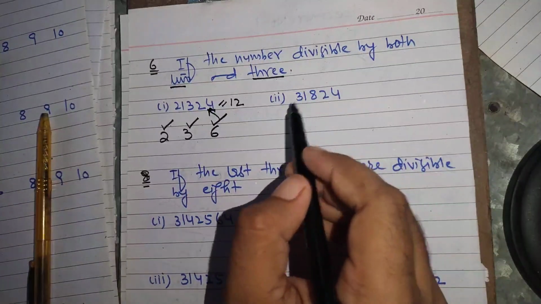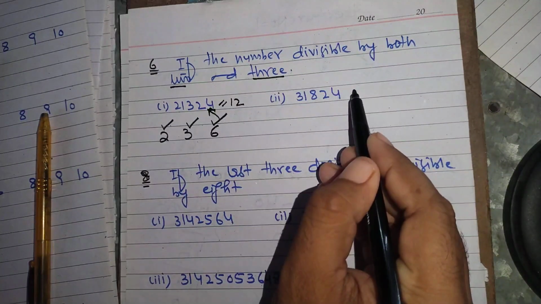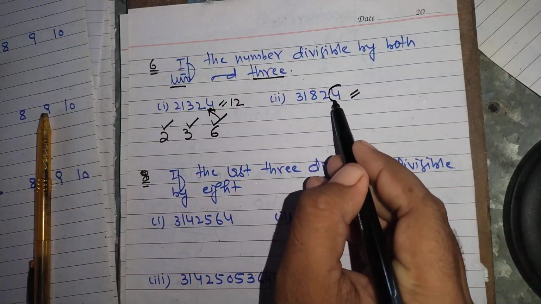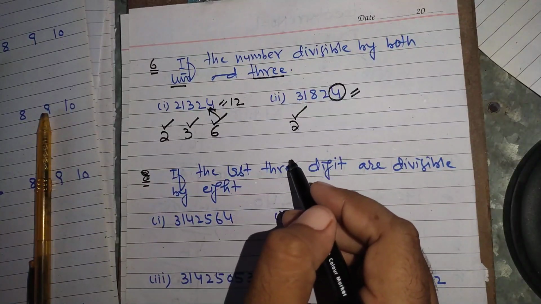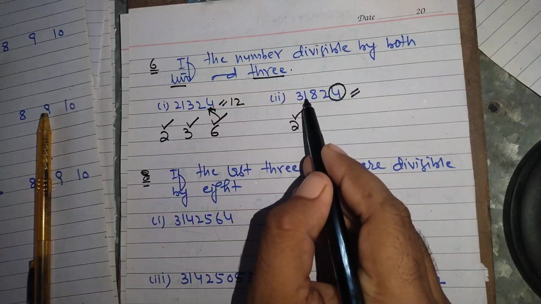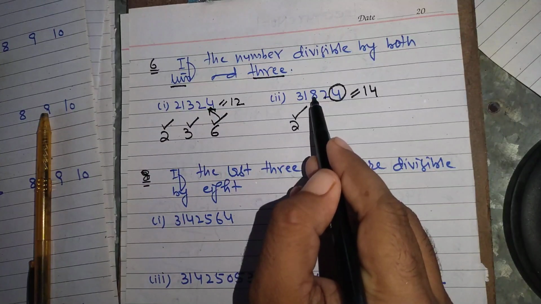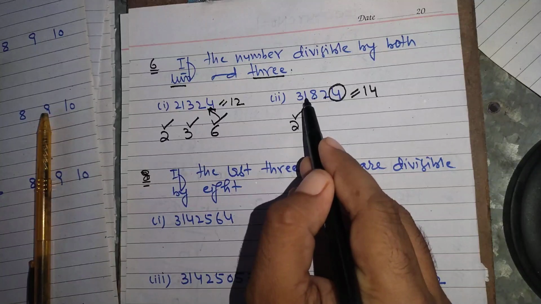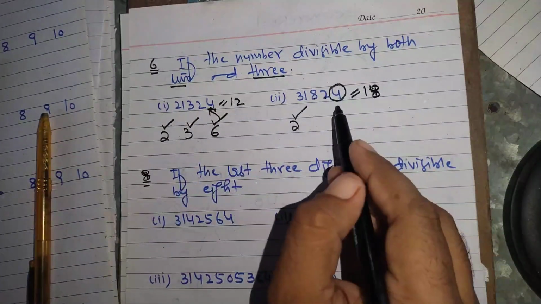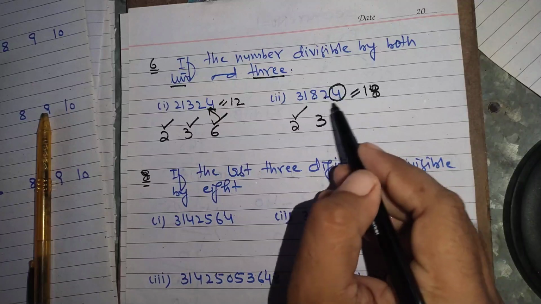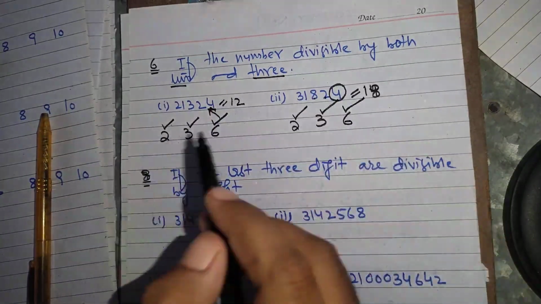And again, for the second number, we apply the same rule. We check that 4 is an even number, which means 2 is a divisor of this number. For 3, we add the digits 3 1 4 1 2, which gives 3, 4, 8, 9, 10, 12, 18. We check that 18 is divisible by 3, and so definitely 6 is a divisor of that number.